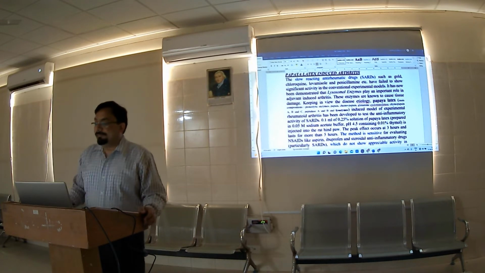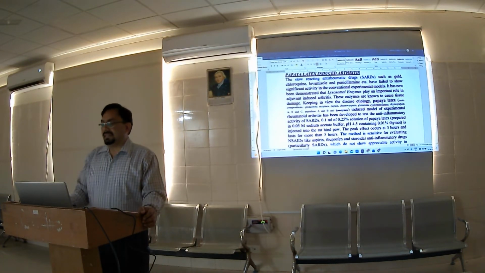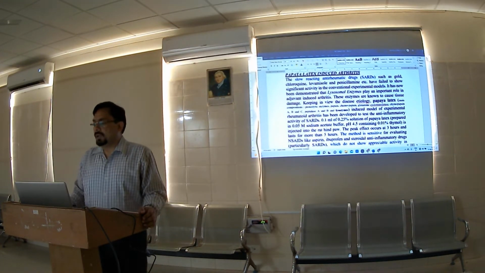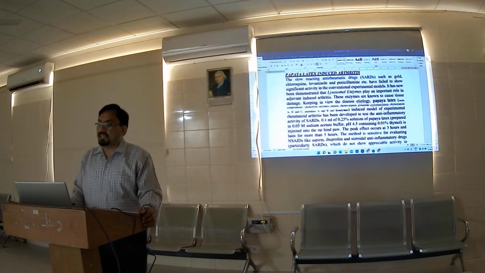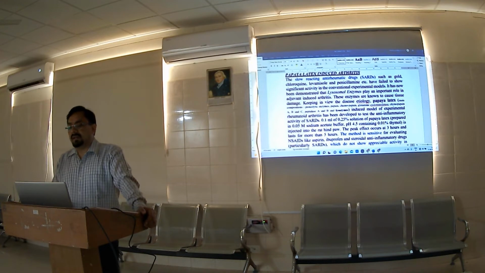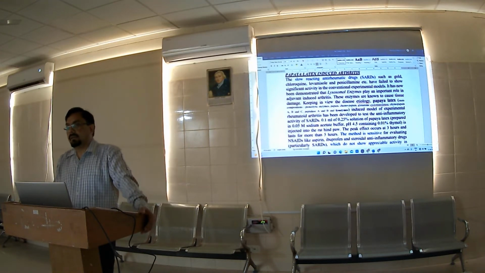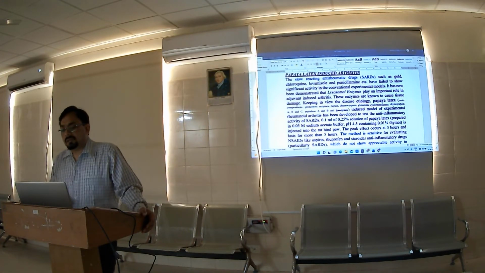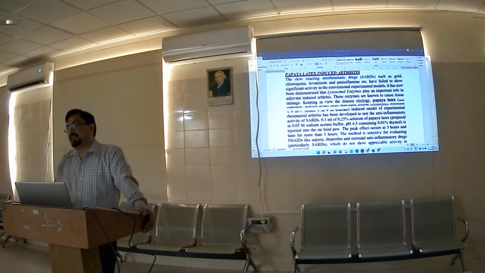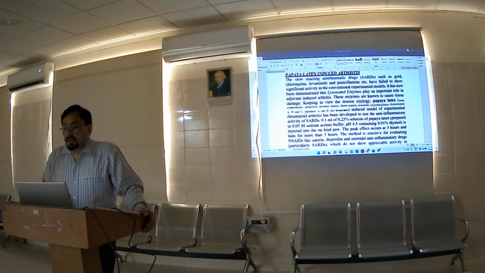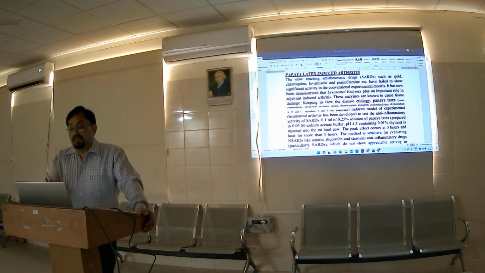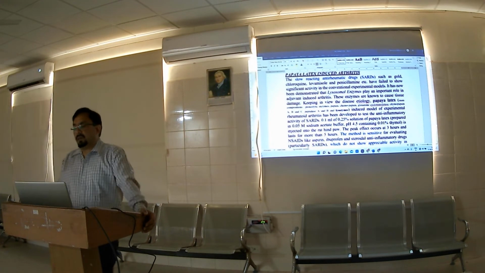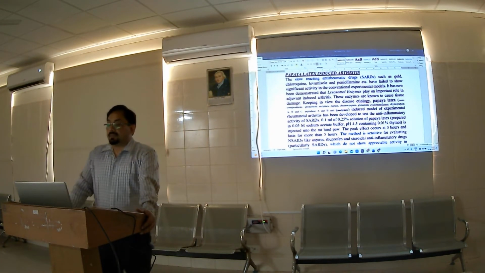So they have failed to show significant activity in the conventional experimental model. It has now been demonstrated that lysosomal enzymes play an important role in adjuvant-induced arthritis. I hope all of you know the lysosomal enzymes, which are also present in the papaya latex. These are the enzymes which are responsible. These enzymes are known to cause tissue damage.